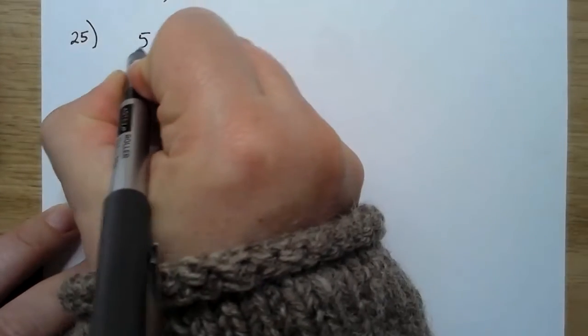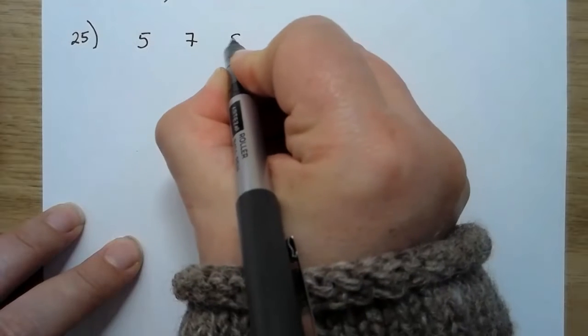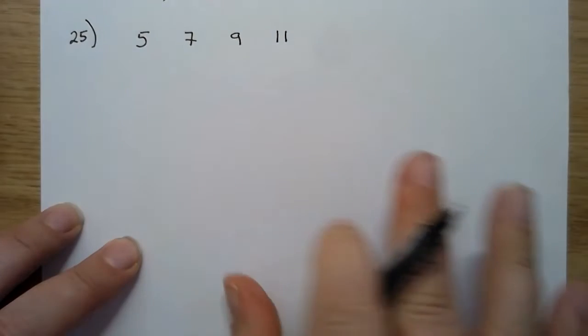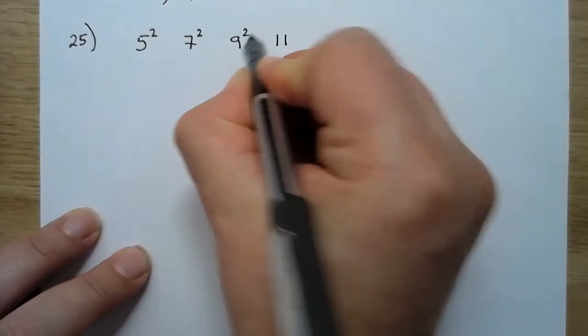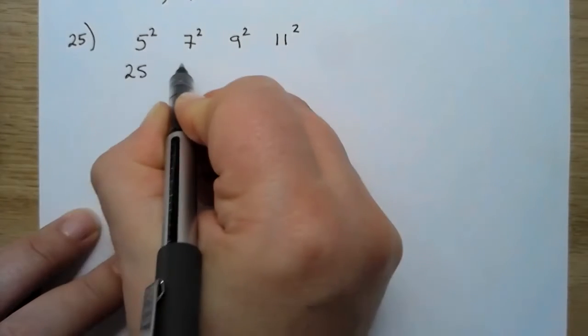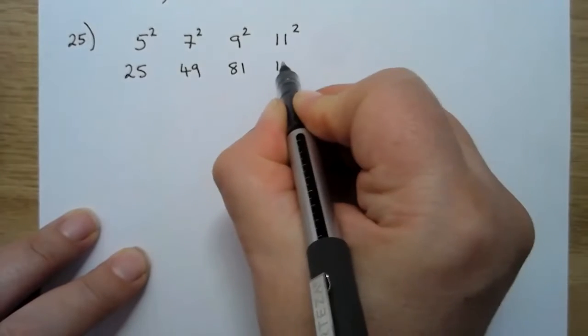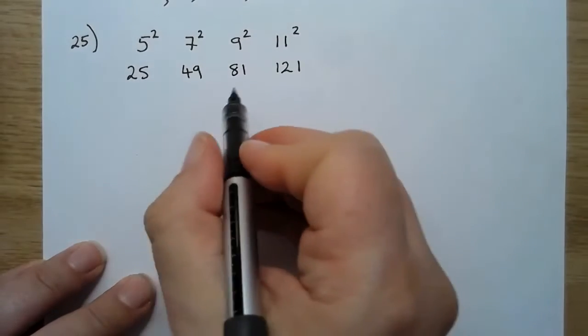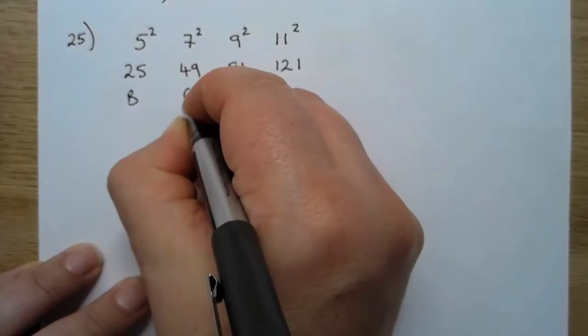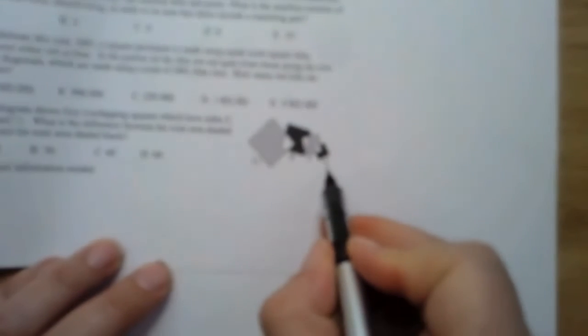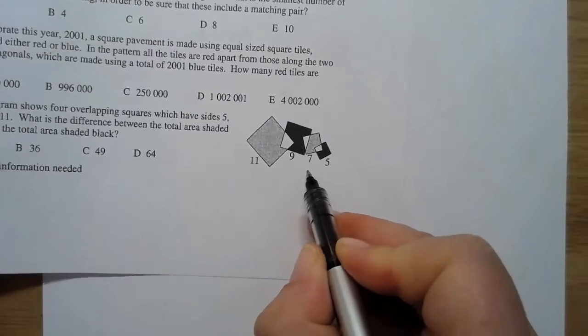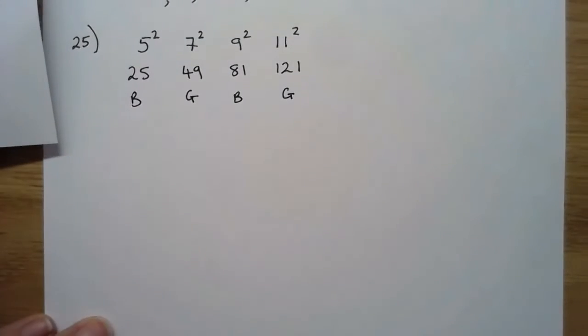We've got 4 squares. They're 5, 7, 9, and 11. We need to know the areas of those shapes. So I want to do these numbers. And there are certain colours. So we've got black, grey, black, and grey. That's what they are in the pictures. 5 is black, 7 is grey, and they alternate.